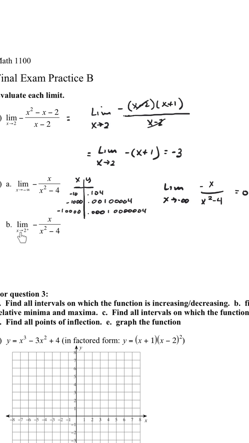Now we can also do a numerical analysis similar to that for part B. As x is approaching 2 from the right, that means we're getting closer and closer to 2 from the right side of 2. So starting at like 3, and then we could go 2.5, 2.4, 2.3, 2.2, and so on. So the table would look like this.